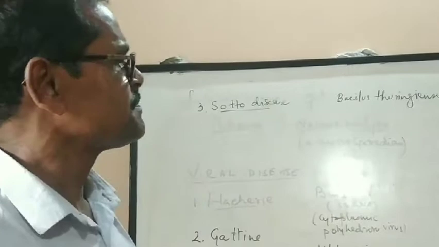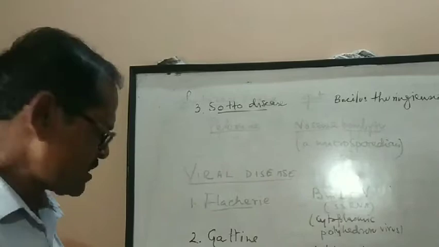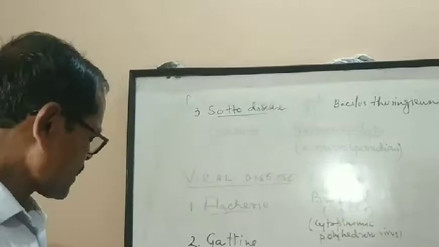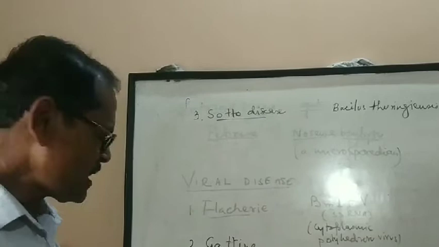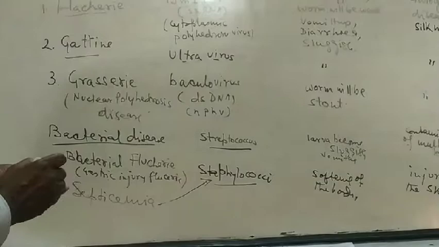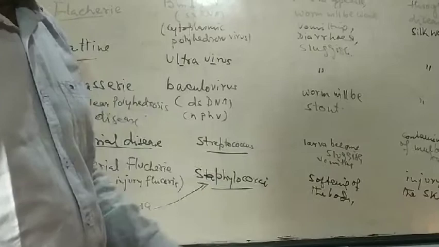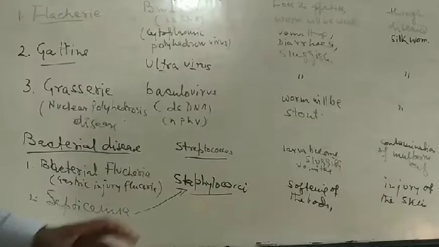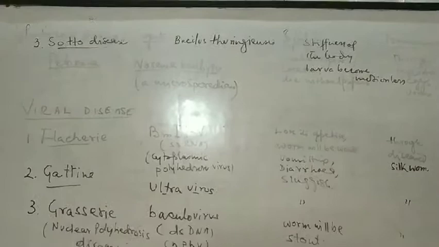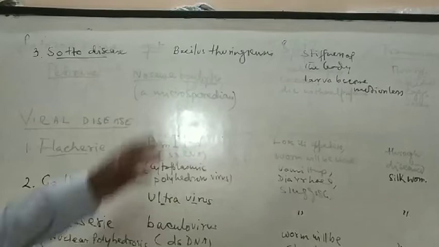So these three are under bacterial disease. We are getting gastric injury flacherie or bacterial flacherie caused by Streptococcus bacteria. The second is septicemia caused by Staphylococci, in which the body of the worm will be soft and gradually the worm will be motionless. And the third is the Sotto disease caused by Bacillus thuringiensis bacteria, and that will cause severe stiffness of the body.